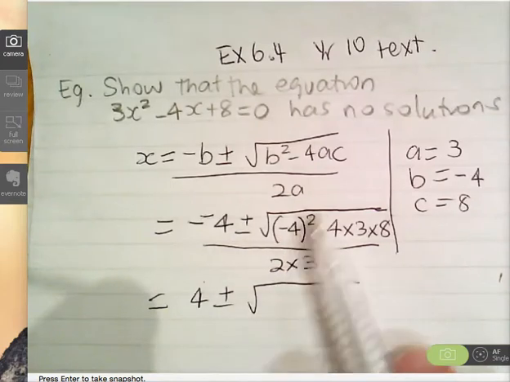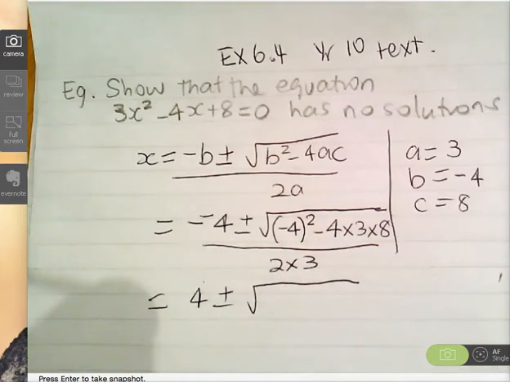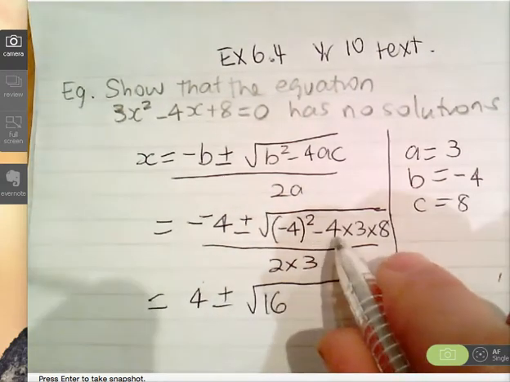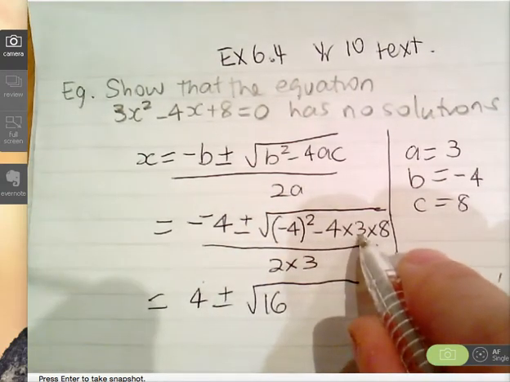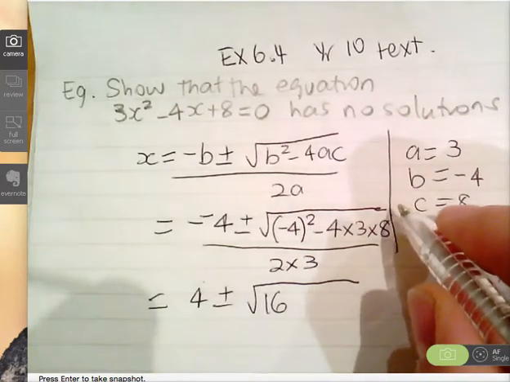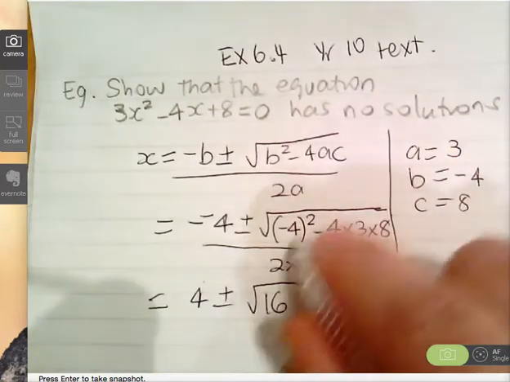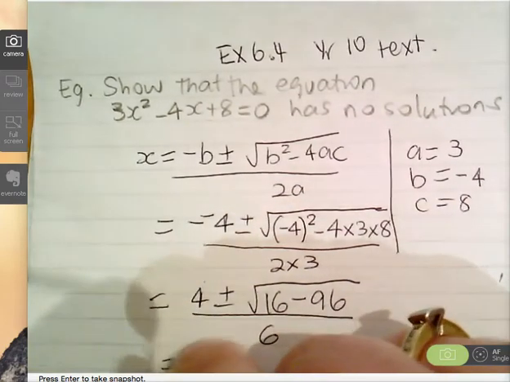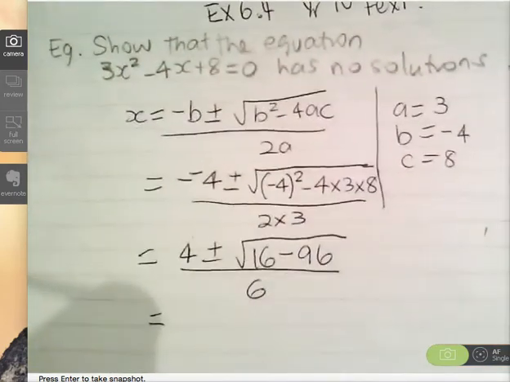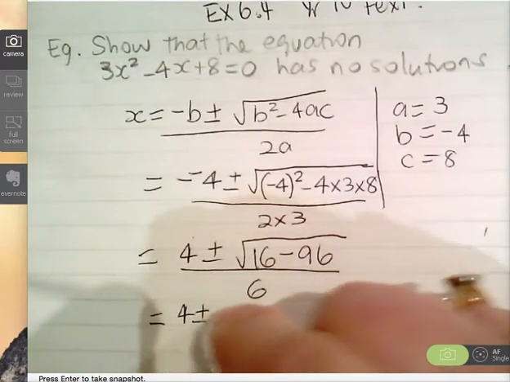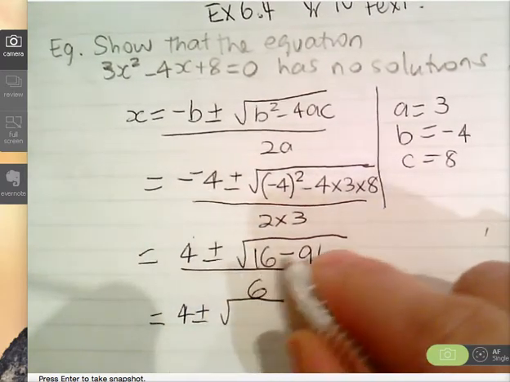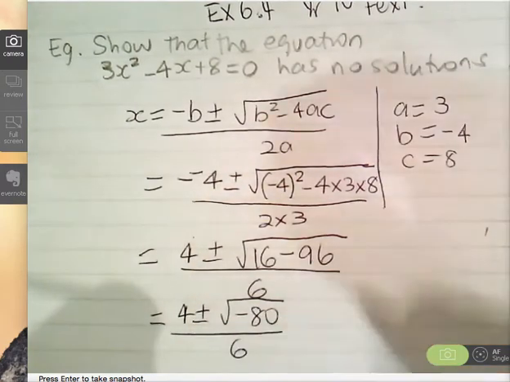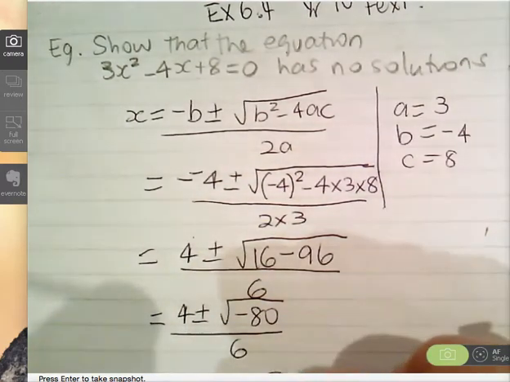Now, negative 4 squared is negative 4 times negative 4, which is positive 16. Then we've got minus 4 times 3 is 12, and 12 times 8 is 96. So it's 16 minus 96 over 6. Now the answer to this is 4 plus or minus the square root of, now 16 minus 96 is negative 80, over 6. Now this has no solution.